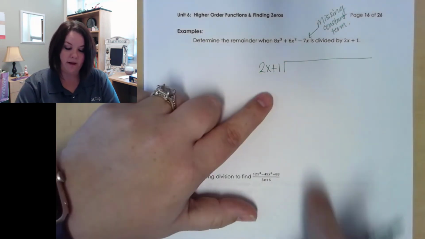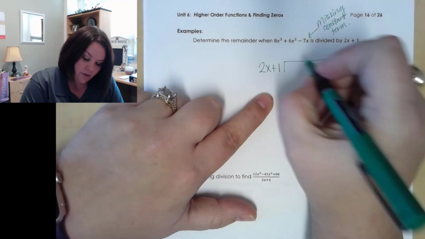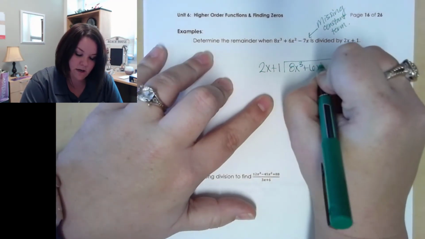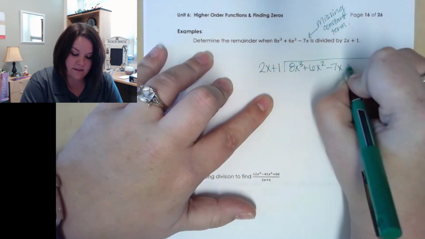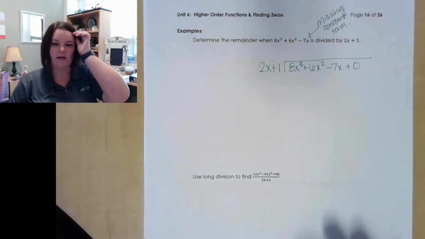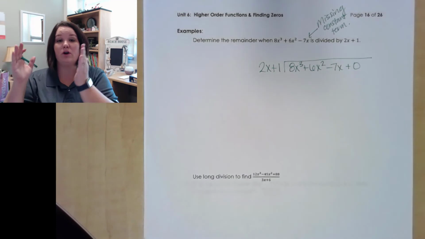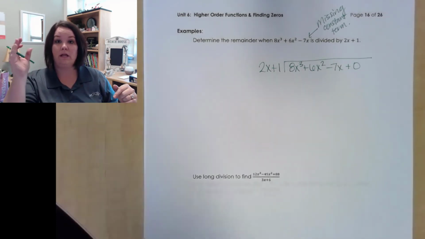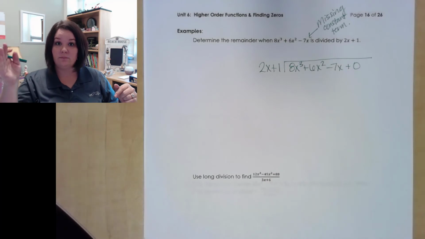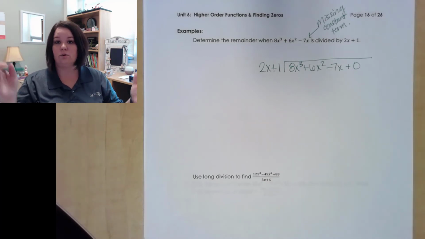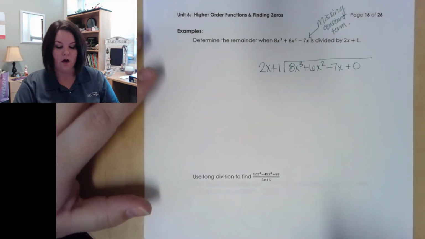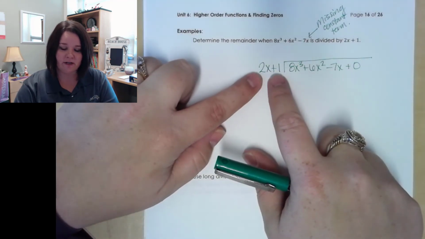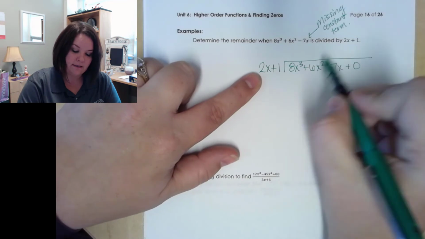Okay, so when I write my polynomial under here, I'm going to write 8x cubed plus 6x squared minus 7x plus 0. So we have to have a representative for every single placeholder or place value between our highest power of x all the way down to our constant. All right, so we have two terms out here, so I'm going to move over 2 places.